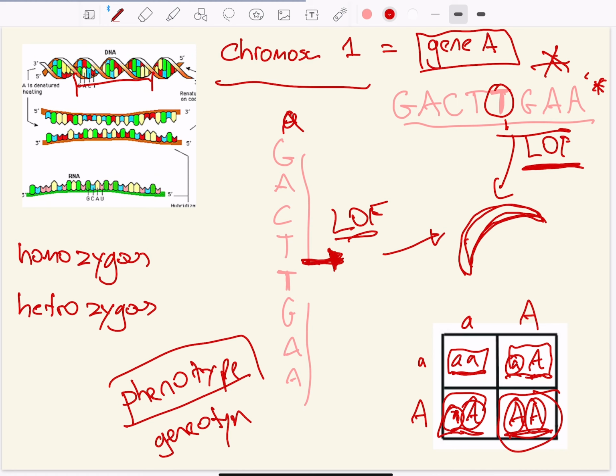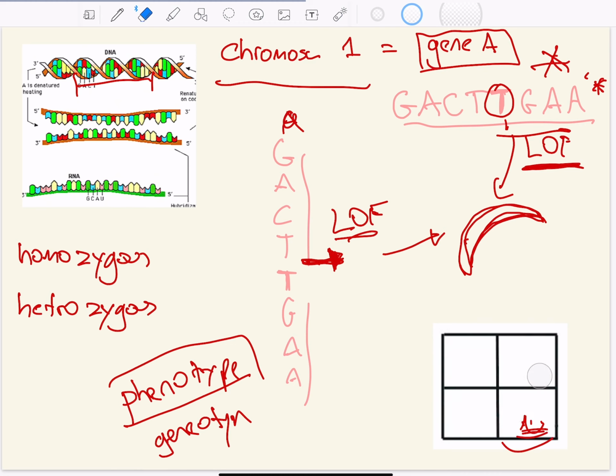Another example of an autosomal recessive would be cystic fibrosis, which is an issue with kind of chloride channels, and that can affect lungs and pancreas and so forth. Let's have a look at an autosomal dominant. So I'll get rid of all of this.